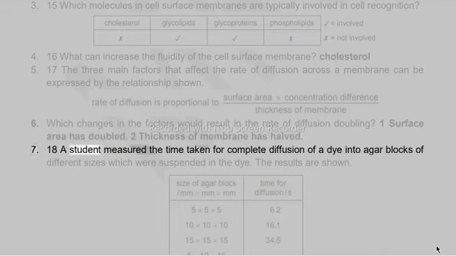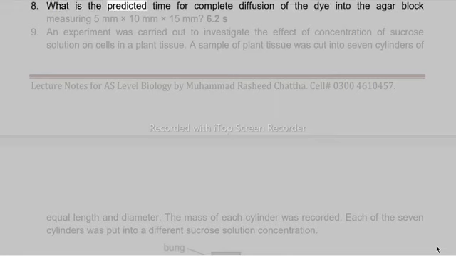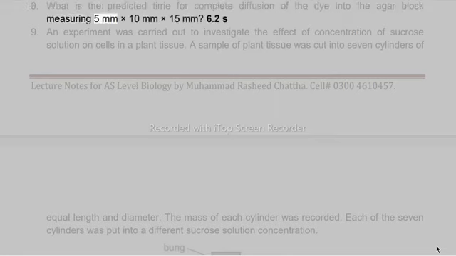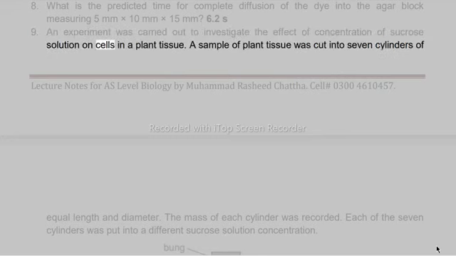7. A student measured the time taken for complete diffusion of a dye into agar blocks of different sizes which were suspended in the dye. The results are shown. 8. What is the predicted time for complete diffusion of the dye into the agar block measuring 5 mm times 10 mm times 15 mm? 6.2 s. 9. An experiment was carried out to investigate the effect of concentration of sucrose solution on cells in a plant tissue.